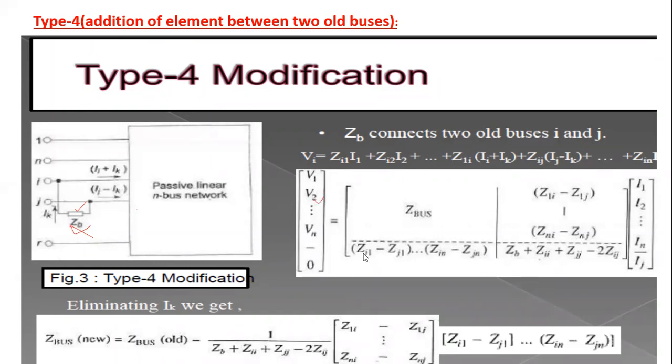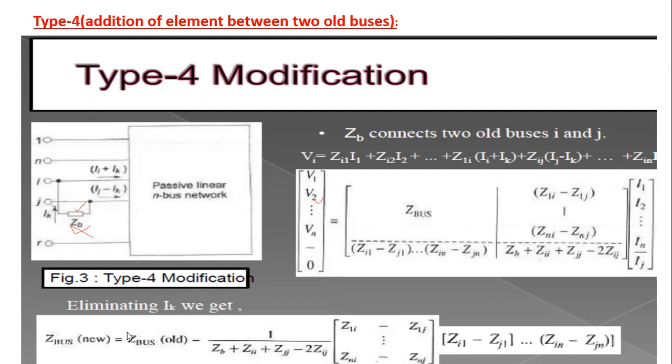That is Z bus, ZI1 minus ZJ1 and so on, ZIN minus ZJN. Similarly, we can write Z1J minus Z1I, and we can write all of this. Row and column are the same. Therefore this is ZB plus ZII plus ZJJ minus 2ZIJ, into current. By using this matrix we can write down the Z bus new.